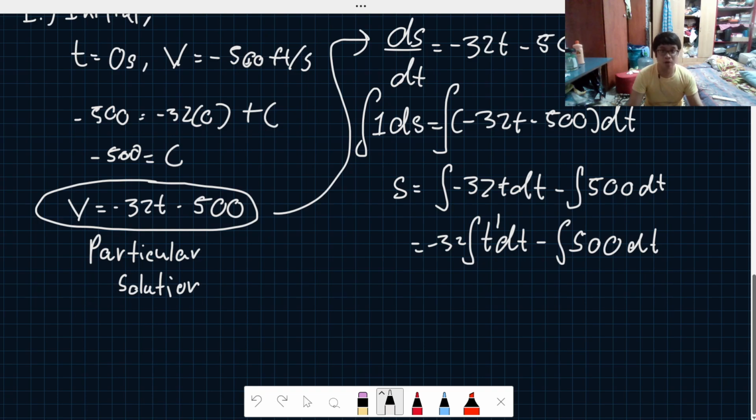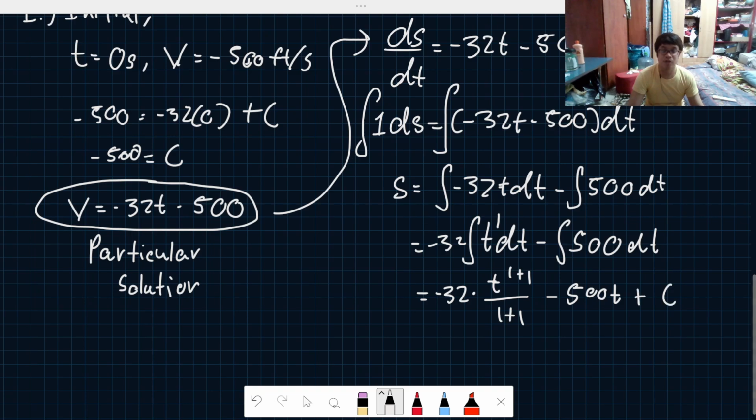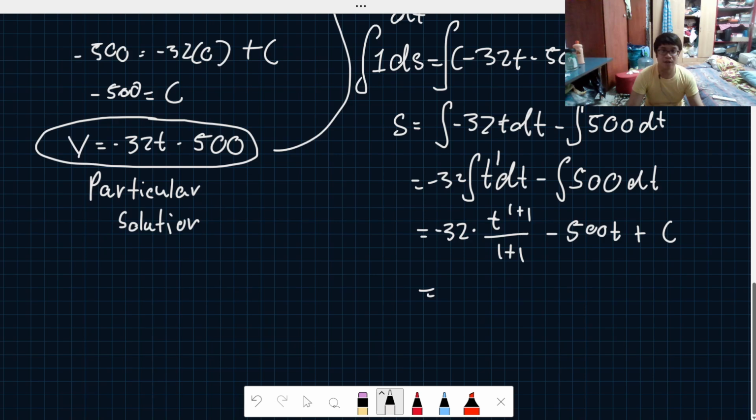Therefore, you will have negative 32 times t raised to 1 plus 1 all over 1 plus 1, minus 500. It's a constant term, so the integral for a constant term, just put a variable. So we will have minus 500 t. Then, of course, don't forget plus c. So we will have negative 32 times t squared all over 2 minus 500 t plus c.